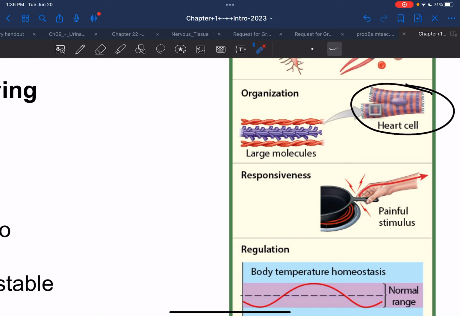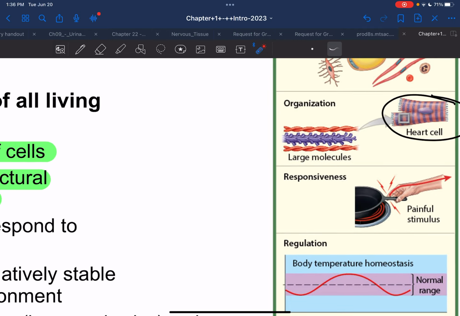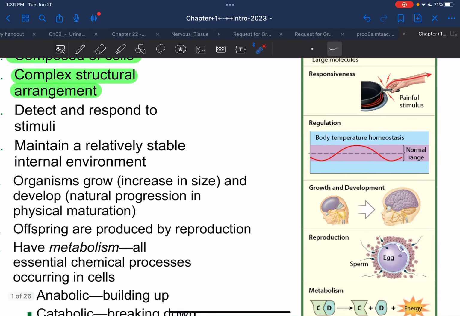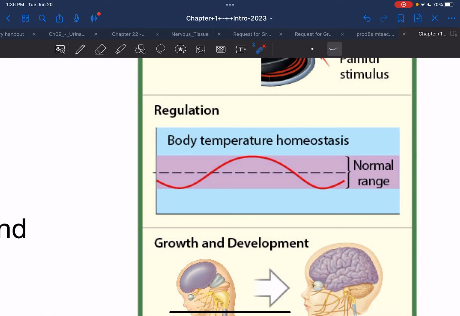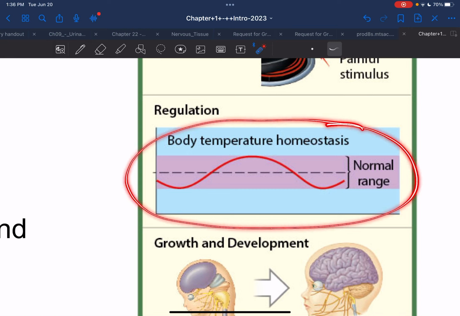So they have to be able to detect when they're hungry. They have to be able to detect when they're in danger. They have an ability to regulate an internal environment. And the easiest way to think about it is when you think about the body's temperature.